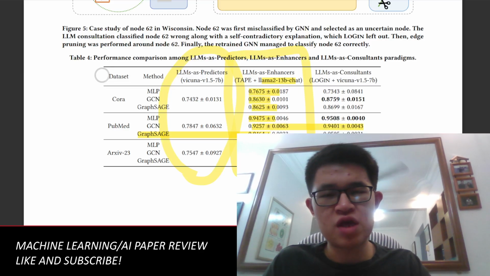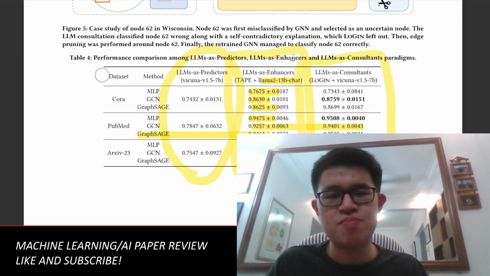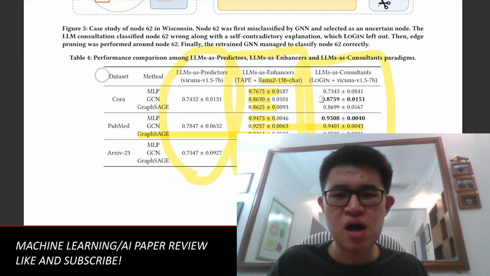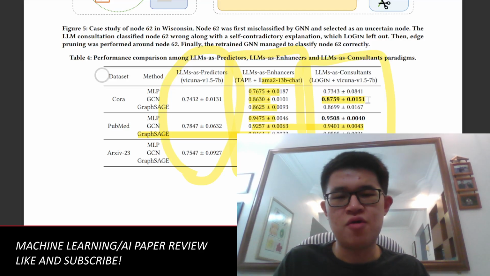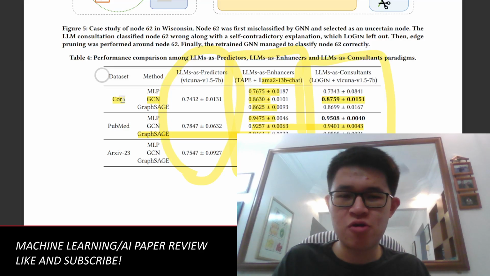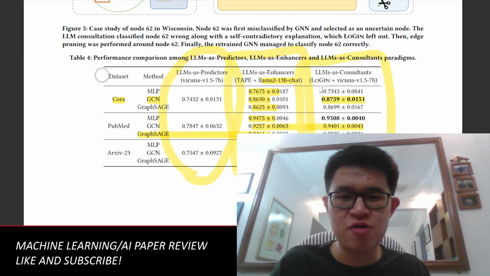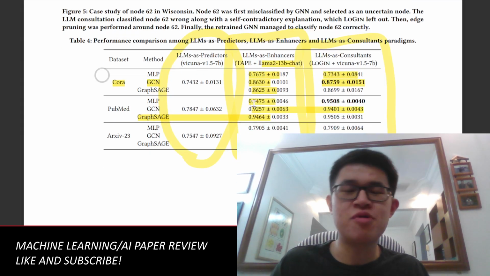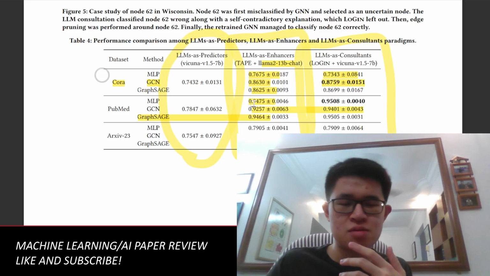But as soon as we get to this part right here, with their new consultant approach, the accuracy goes up higher for certain graph neural networks. For example, for graph convolution network, for Cora, there is a significant boost of accuracy here. But for MLP, it decreased somehow. But to be fair, MLP is not a graph neural network. Sorry about that.